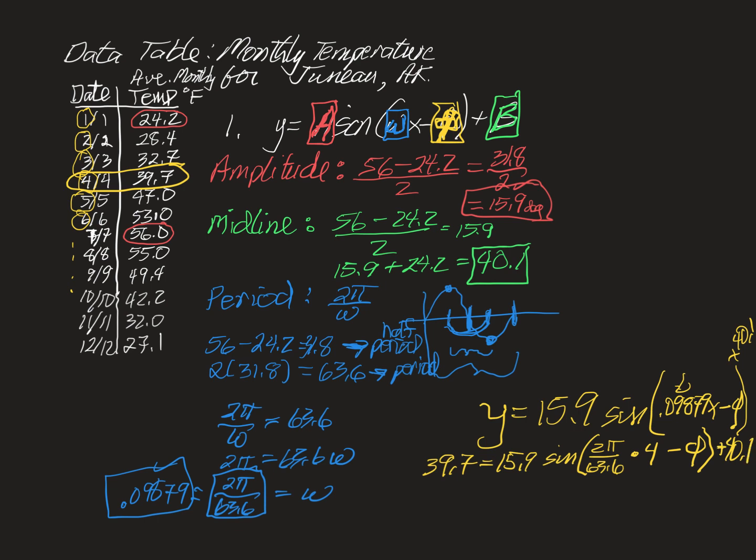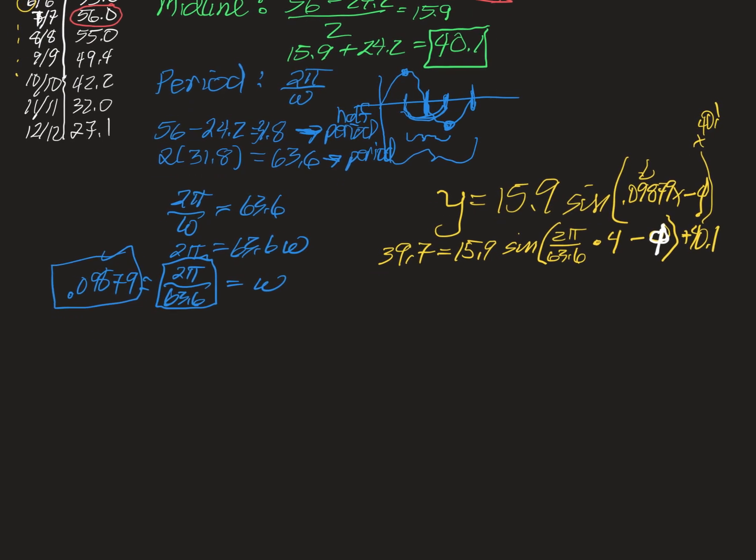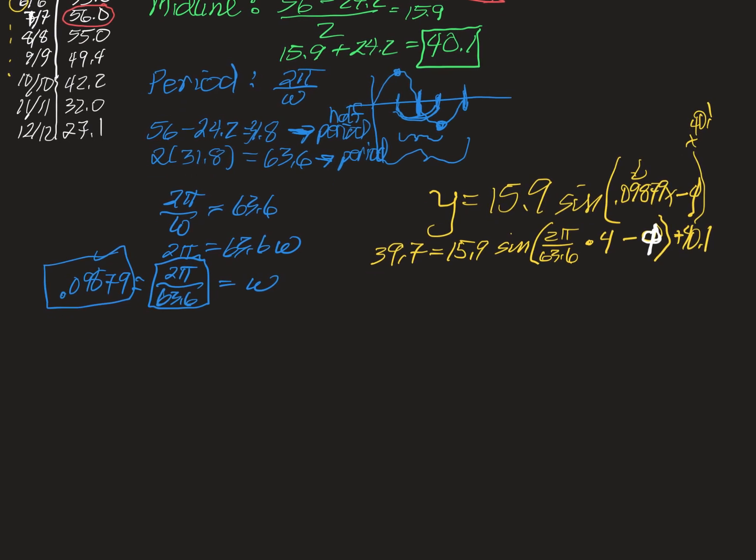Okay, so now we have to solve this for phi. Phi is the mystery variable we have to solve for. Okay, and so I'm going to do that. I give myself a little room, and I'll proceed forward.